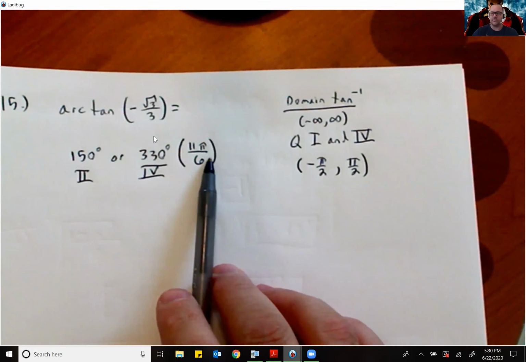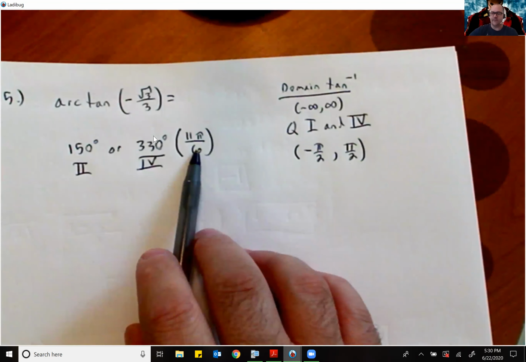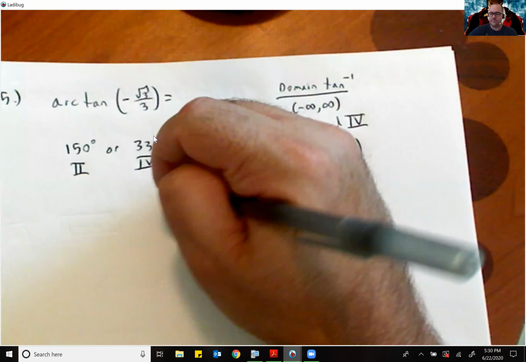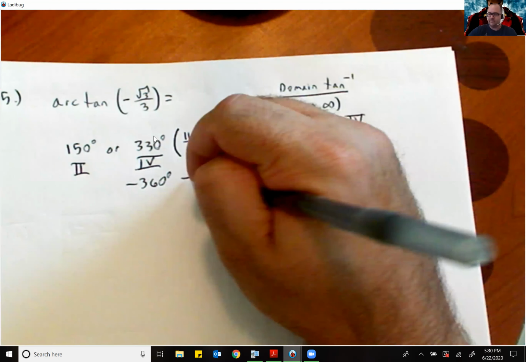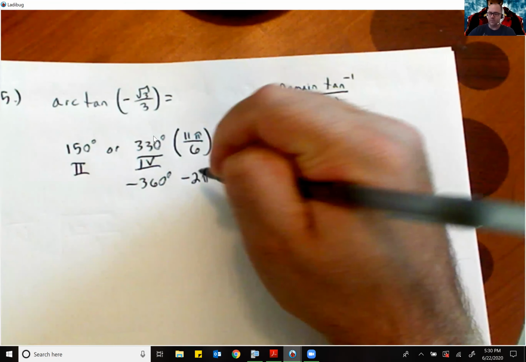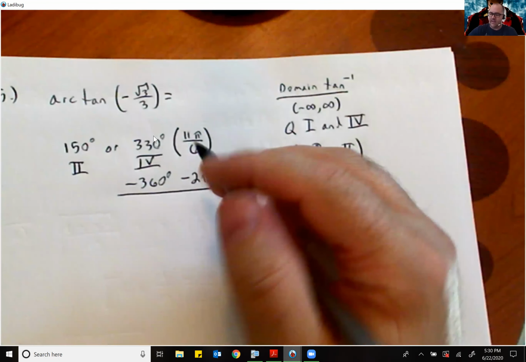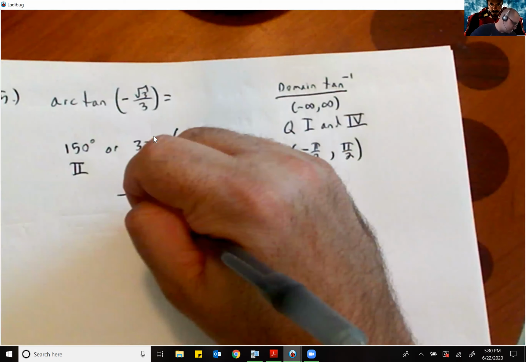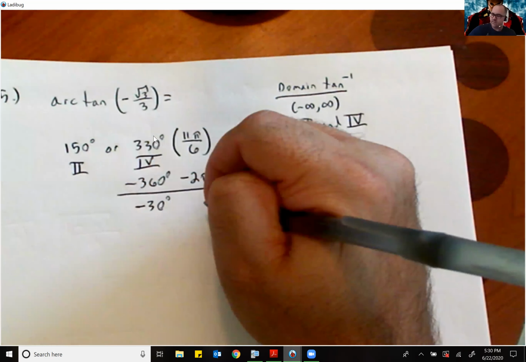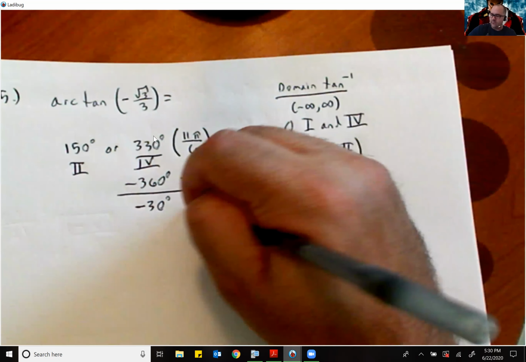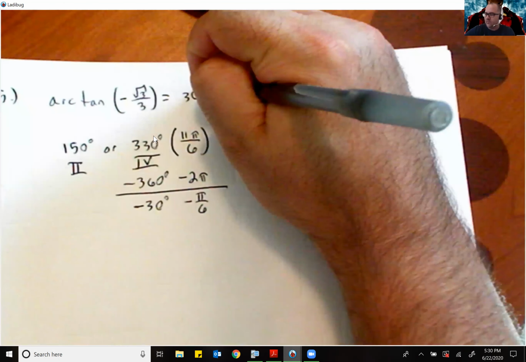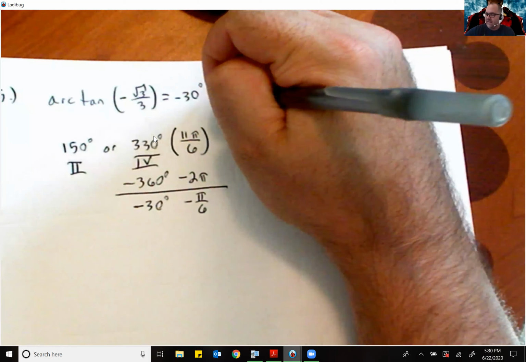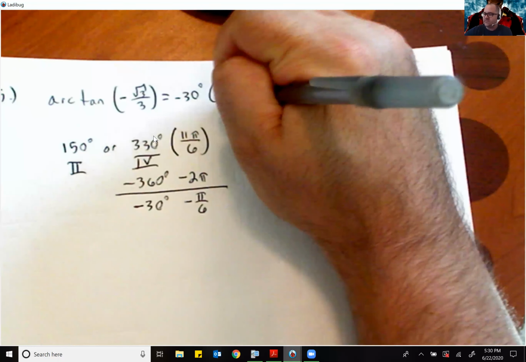So in other words, coterminal just means subtract 360. Or in this case, in radians, subtract 2 pi. And if you subtract this information, you get negative 30 degrees. Or in other words, negative pi over 6. And that's the answer they're looking for, the negative pi over 6.